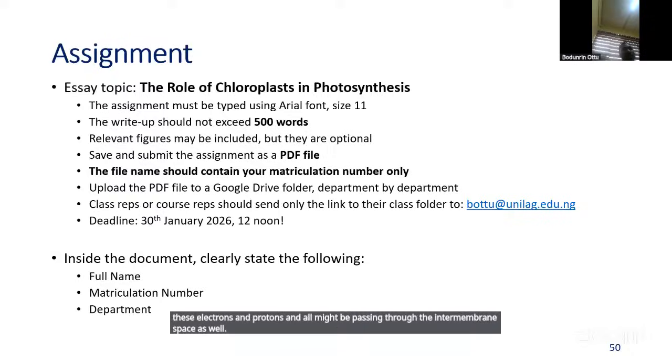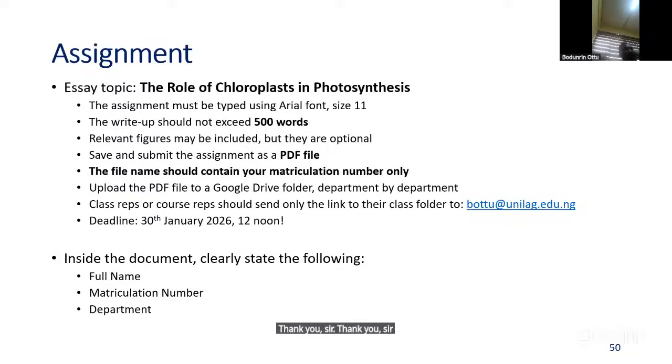Okay, Smith. Thank you, sir. Sir, I have another question. Last one, we don't have time. Okay, so I wanted to ask, is the peroxisome part of the endomembrane system?